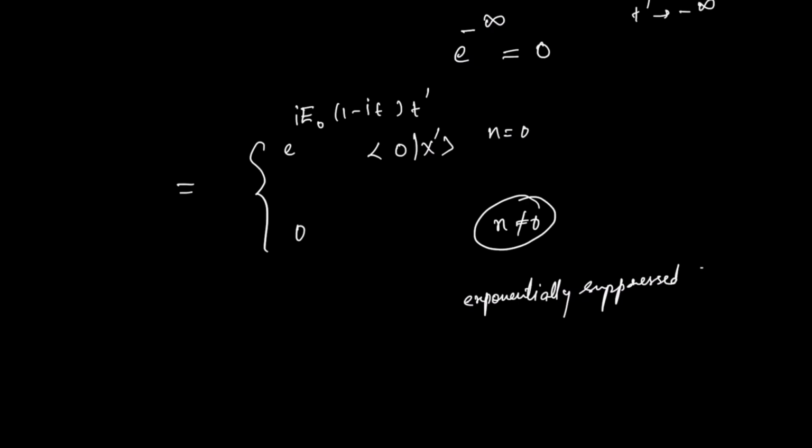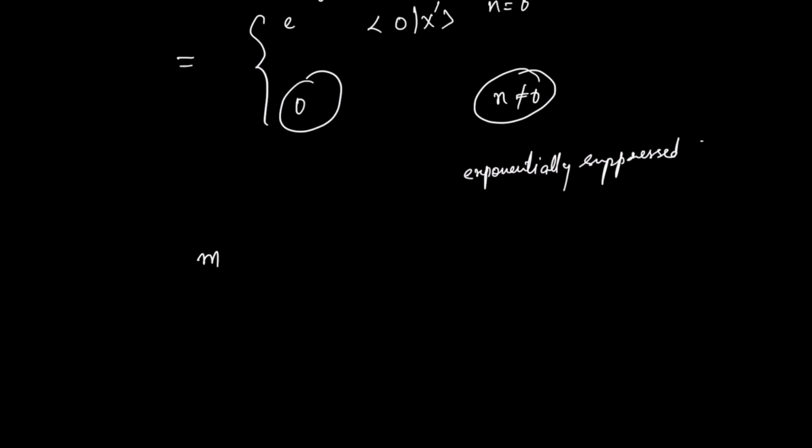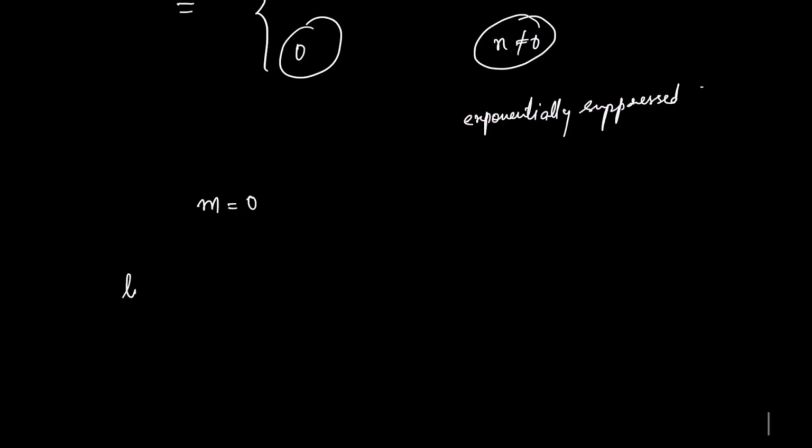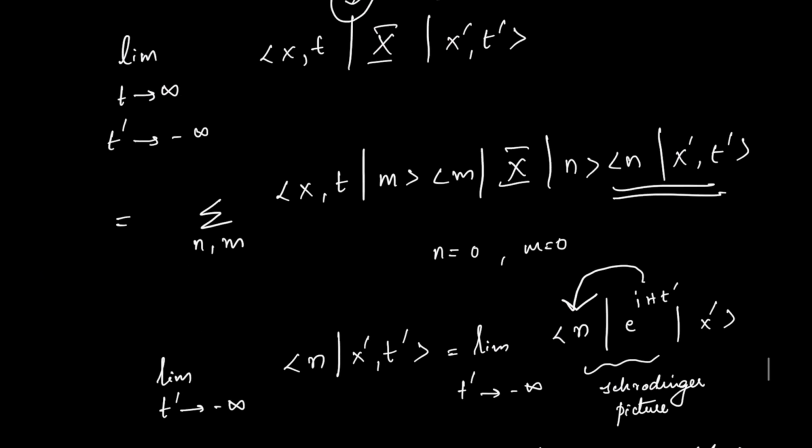So the same trick can also be used to select m equal to 0. Here what we have done is selected the state n equal to 0 and put all the other states, n not equal to 0, as 0, right? So using the same way, I can also select out the m equal to 0 state. For that I use the other limit, t tending to plus infinity, x t m. This is from here. So now I am taking this.